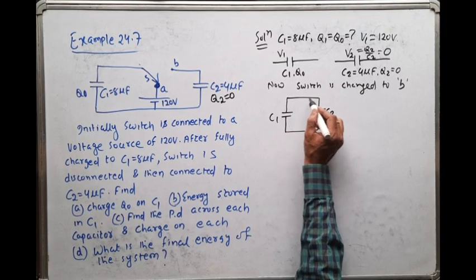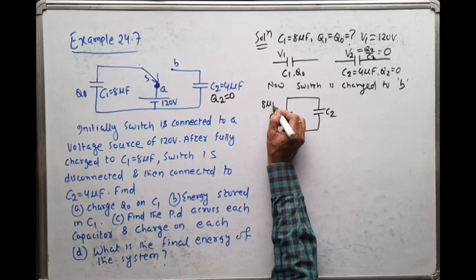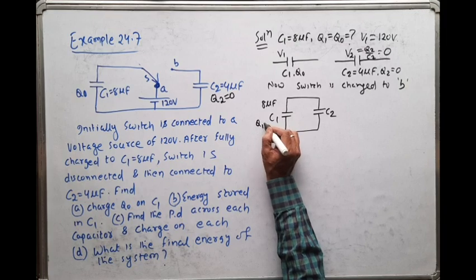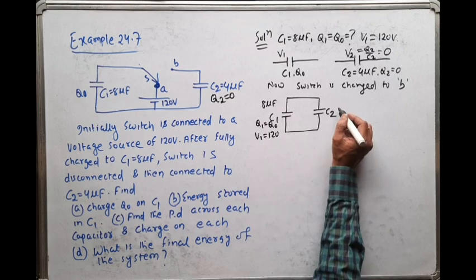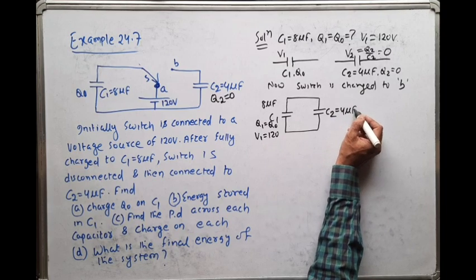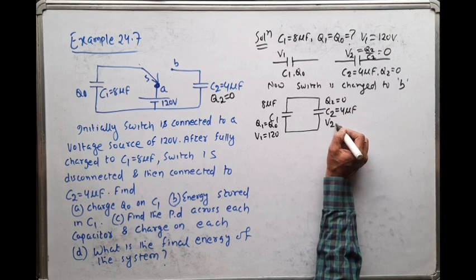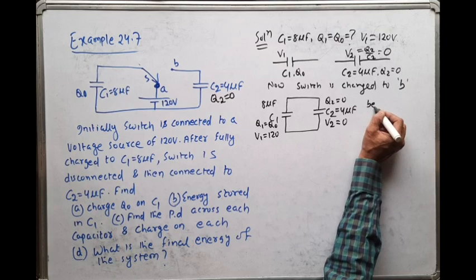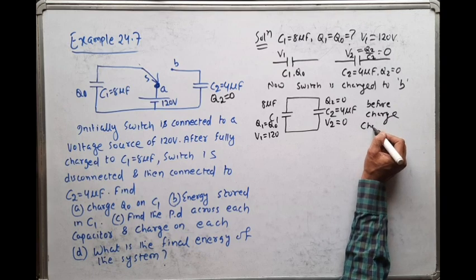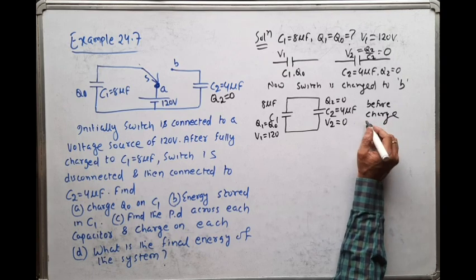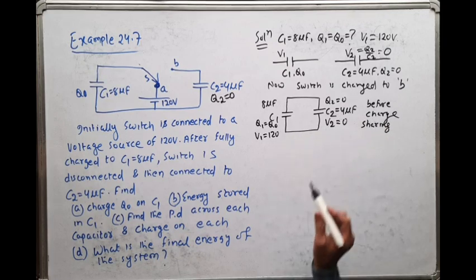So before the charge sharing, the capacitance of this capacitor was 8 microfarad, the charge was Q0, and the voltage was 120 volt. Here the capacitance is 4 microfarad, the charge is equal to 0, and the potential difference is also 0. This is before charge sharing, that is, just at the time of switching. At that time, this is the condition of the two capacitors.